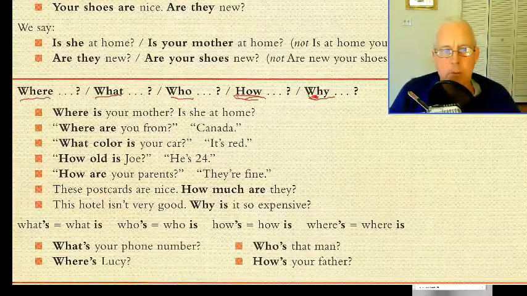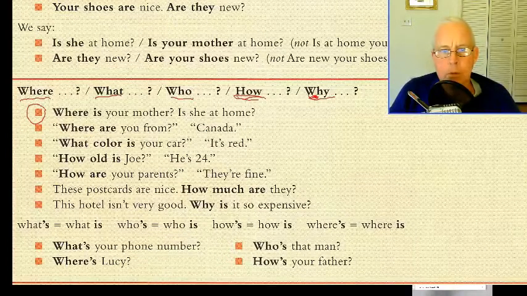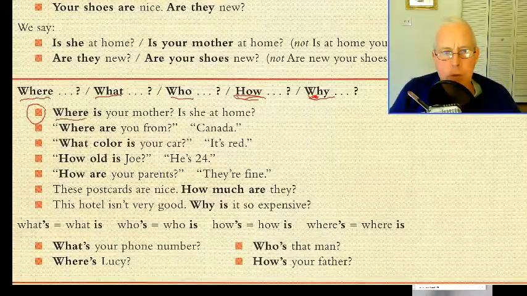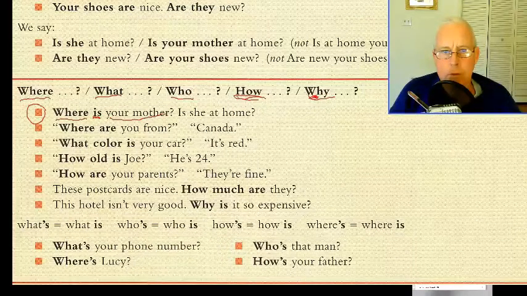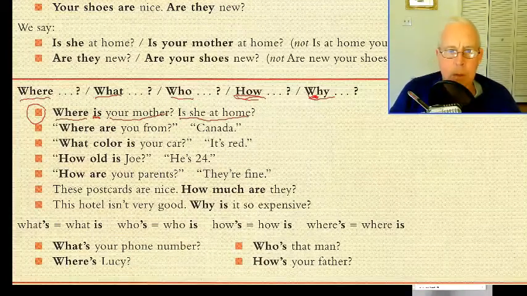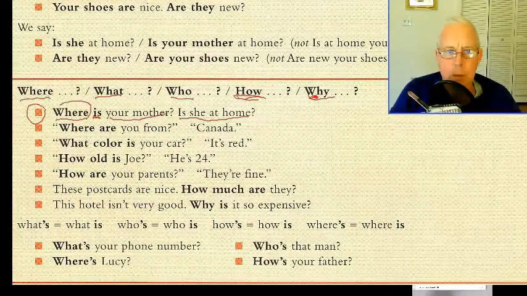So we have first one, where is your mother? Is she at home? So you have the WH word, and then the is and the subject. Where is your mother? The next part is a yes-no question. Is she at home? But the point here is, if you're asking this WH type question, just put this at the beginning.